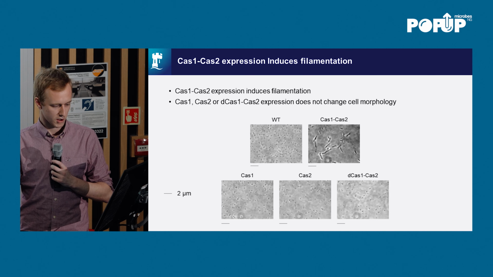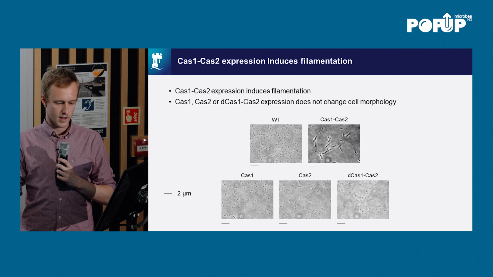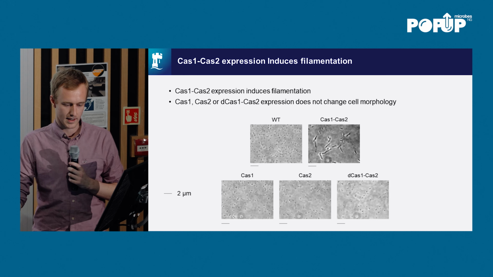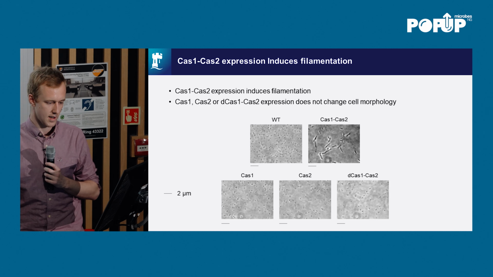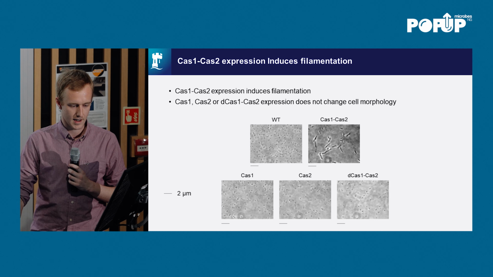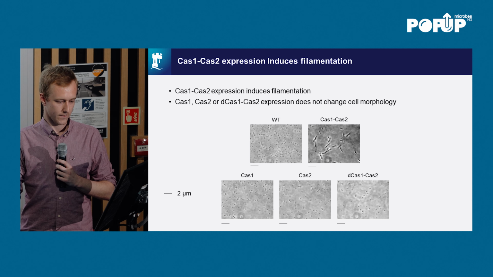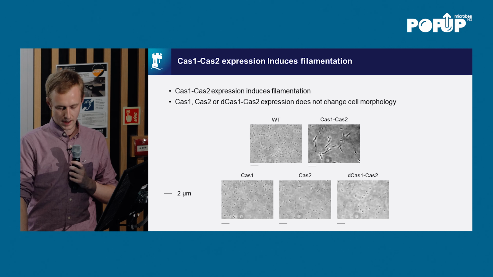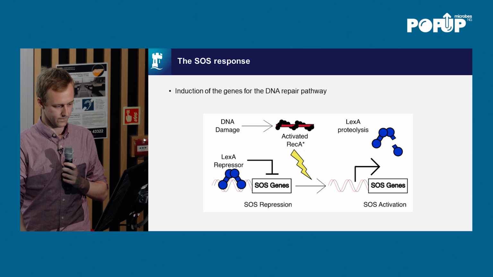So I also did some control experiments where I overexpressed either Cas1, either Cas2, or a catalytically inactive dead Cas1, Cas2. And you can see all three of these controls didn't change the cell morphology. So this shows us that the catalytic activity of the Cas1, Cas2 complex is affecting the cell in some way. So we thought the most likely reason this would be is due to DNA damage by the catalytic activity.